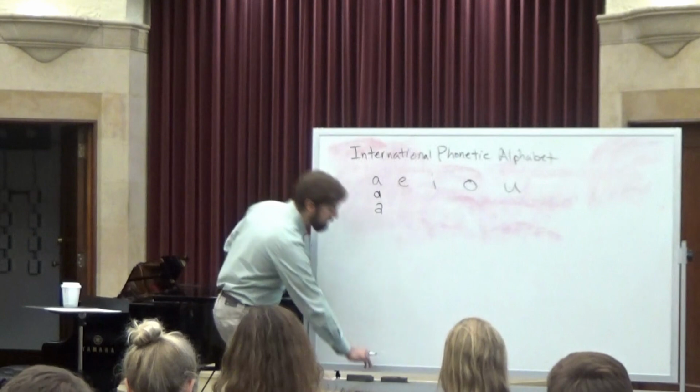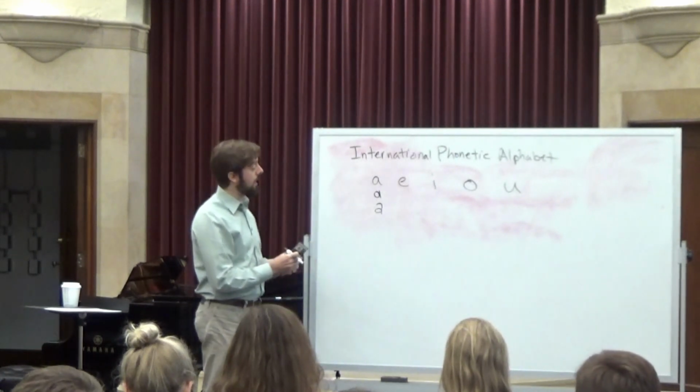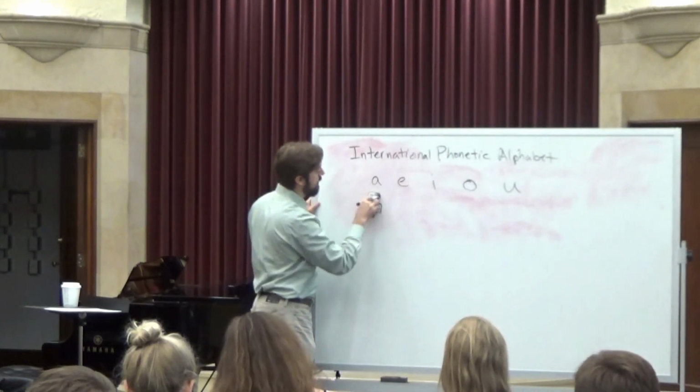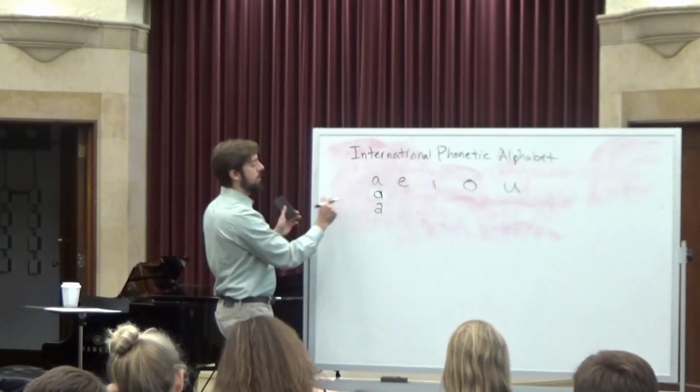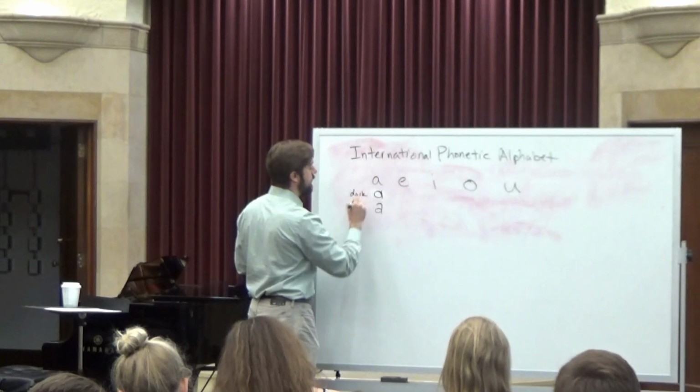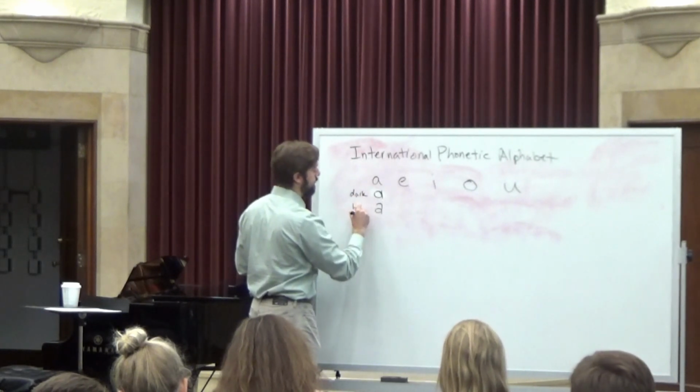So think of them as basically dark A and basically light A. And the two symbols are, this one's not super clear. The two symbols are that, dark and bright.